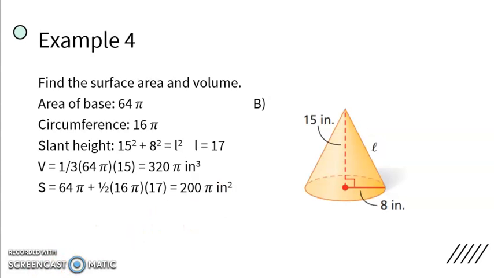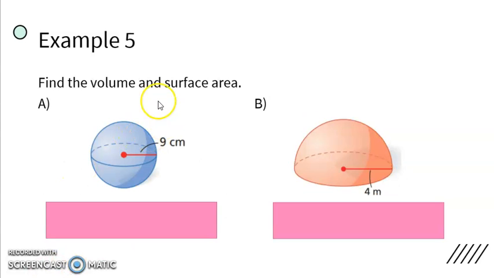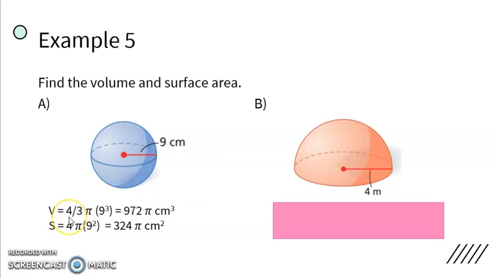Let's take a look at some examples with spheres now. In part A of this example, they've given us the sphere and they just want the volume and surface area. So we have the radius, so all we have to do is take the 9 and plug it into our formulas. The volume formula is 4/3 pi times the radius cubed, and if you calculate that, you get 972 pi centimeters cubed. The surface area formula is 4 times pi times the radius squared, and if you calculate it, you get 324 pi centimeters squared.